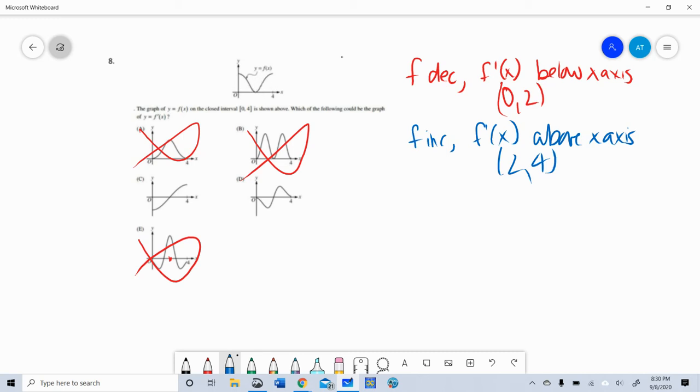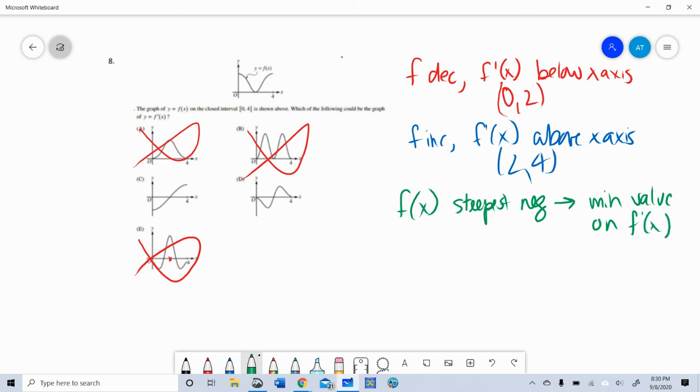And so when we're looking at this, something that I would consider is how much it's decreasing. So where f of x is decreasing the most, where it's the steepest negative, should be the minimum value on the derivative graph. The most negative slope should be the most negative value on f prime of x.